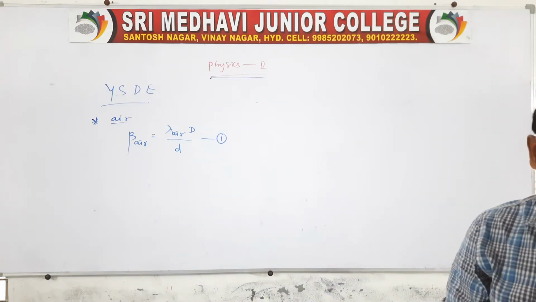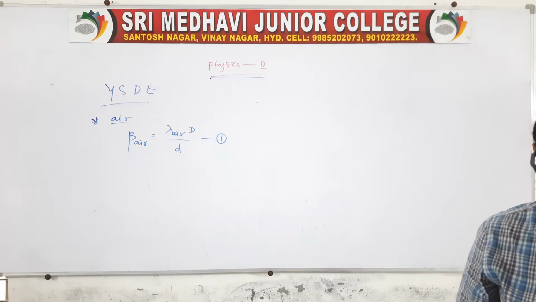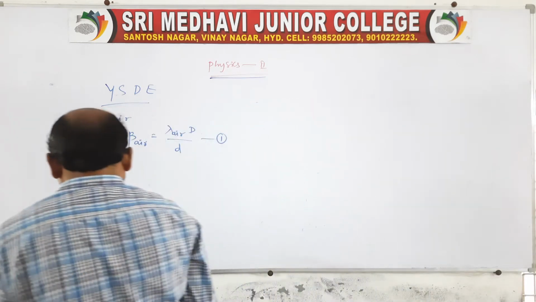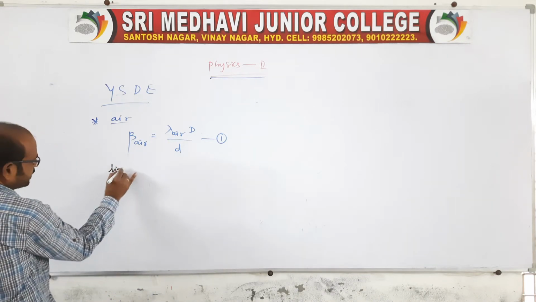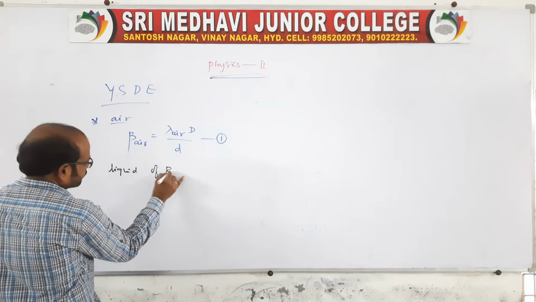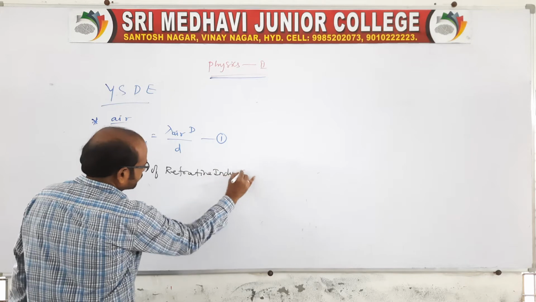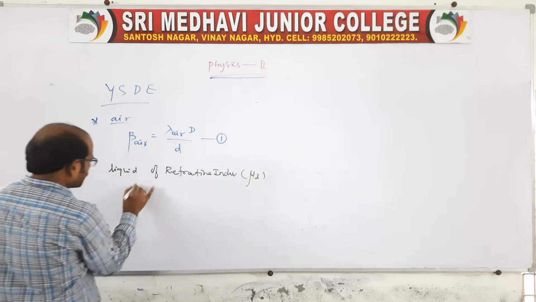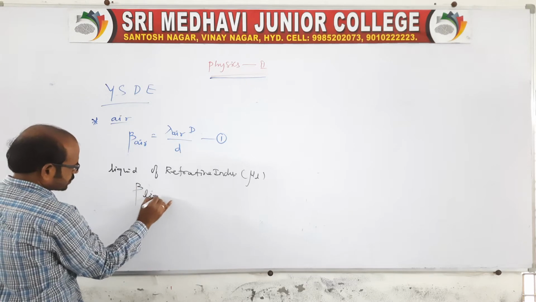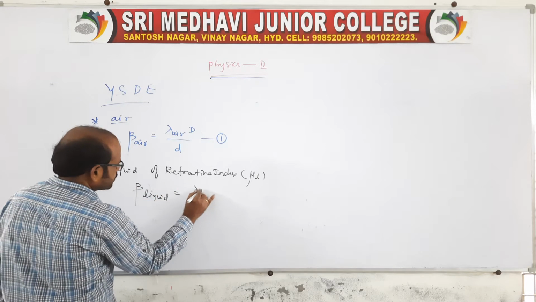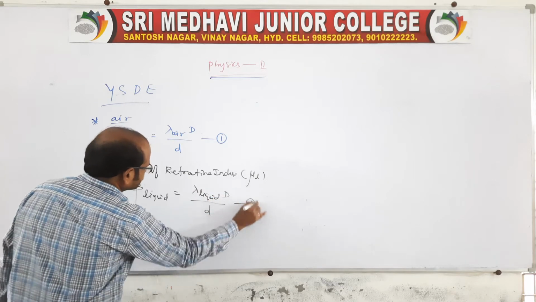Suppose the experiment is conducted in some liquid of refractive index mu L, because the refractive indices of air and the liquid are different. So now the experiment is conducted in the liquid, and beta liquid is equal to lambda liquid capital D by small d, because it depends on the wavelength. This is equation 2.